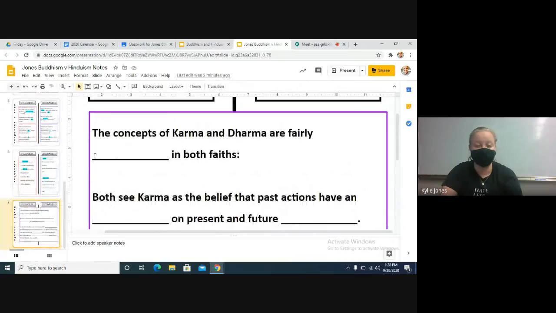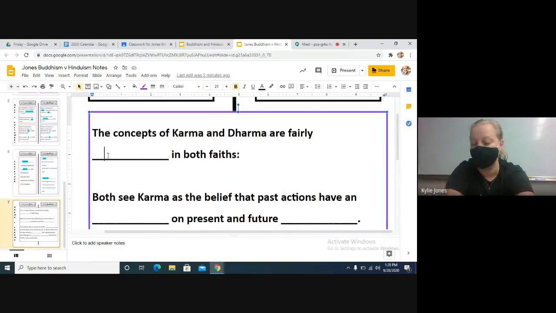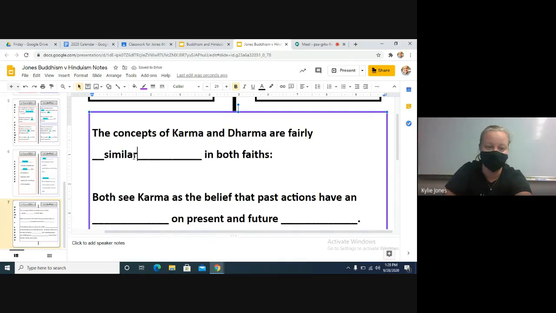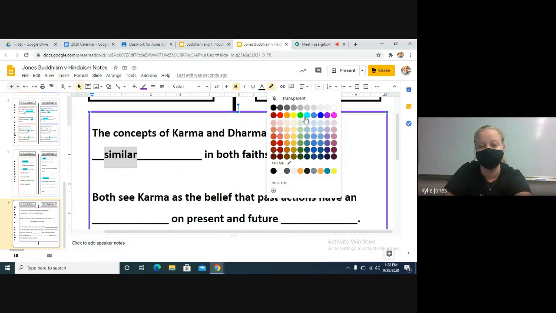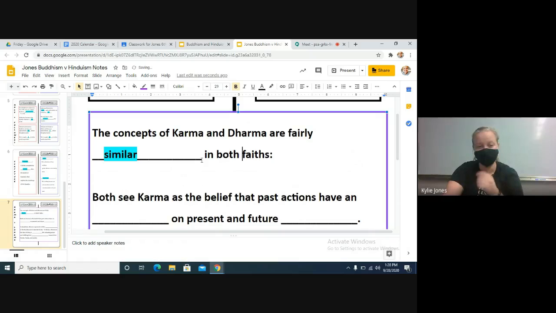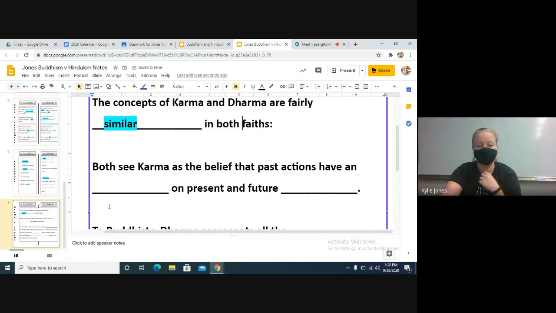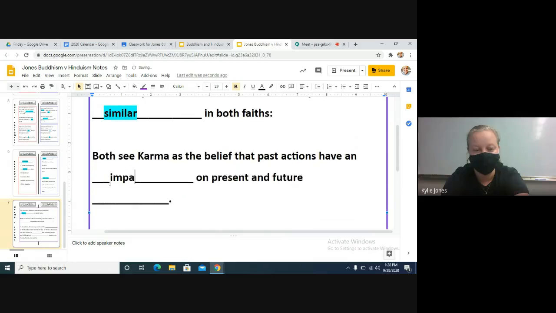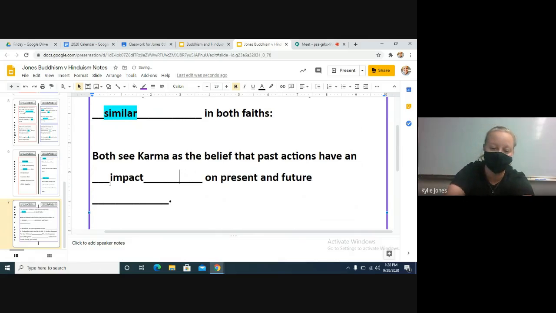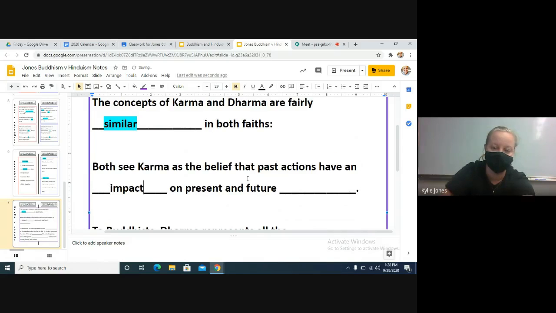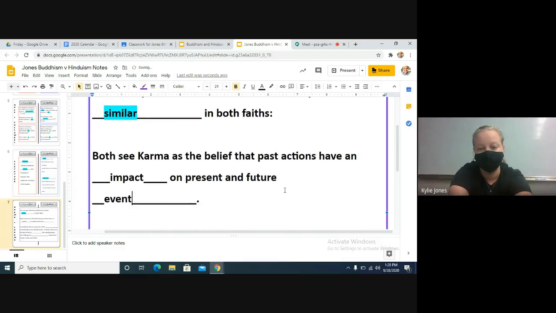First part, the concepts of karma and dharma are fairly similar in both faiths. Did you read something similar? Yep, I read fast. I was almost finished. Sorry. Both see karma as the belief that they impact present and future events.